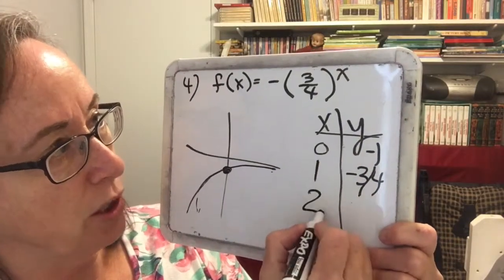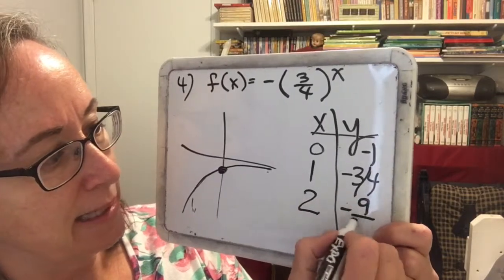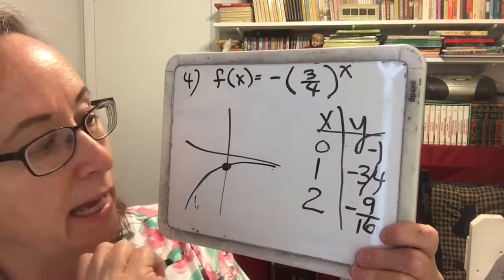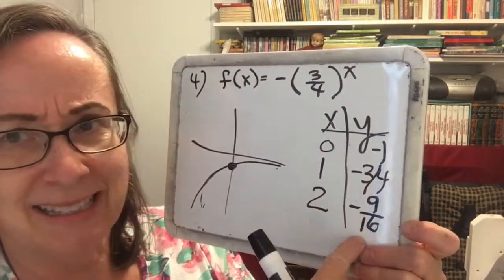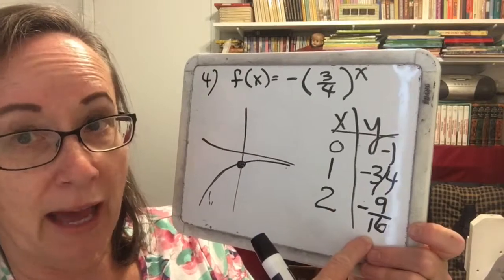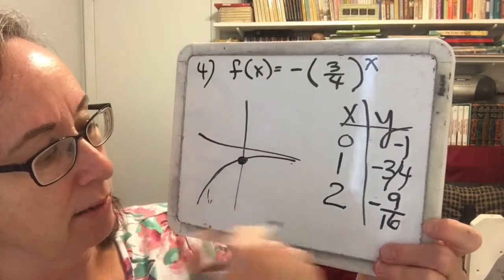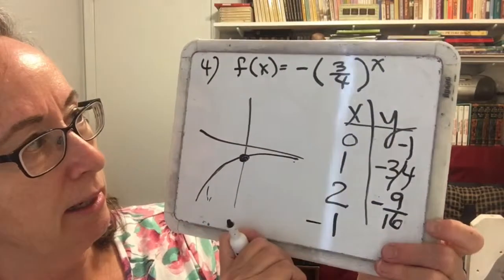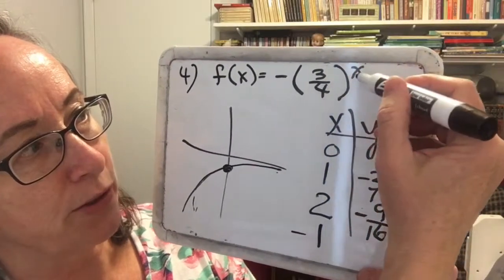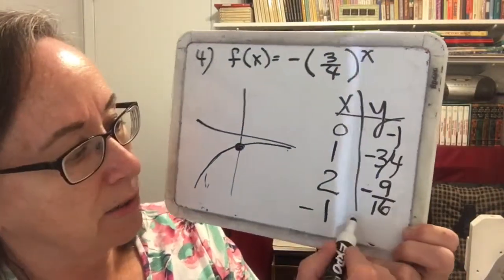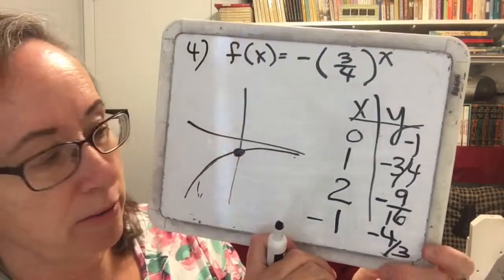If I plug in a 2, then it's going to become a negative 9/16. Okay, and 9/16, remember 3/4 is closer to 0.75. 9/16 is a little bit more than a half, so it is decreasing as it moves up towards the axis. So let's go in the other direction, negative 1. If I plug in a negative 1, then this is going to become 3/4 to the negative 1, or 4/3. So that's going to become a negative 4/3, which is greater than 1.